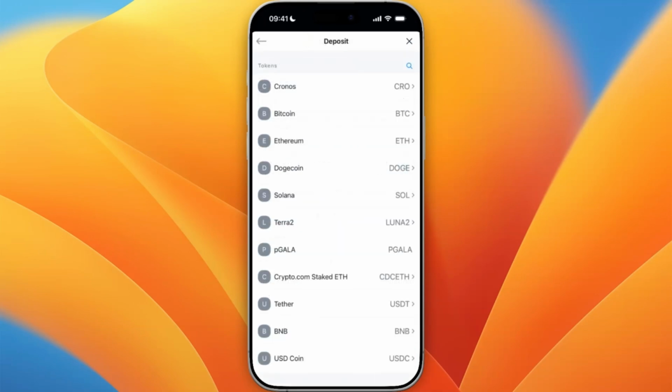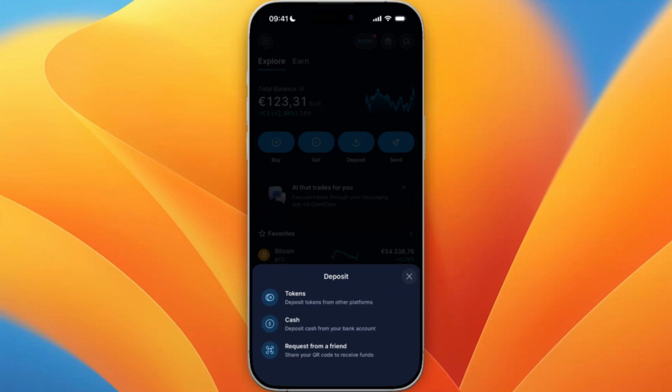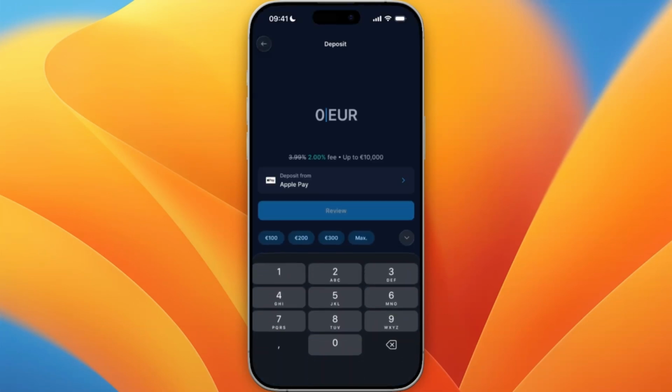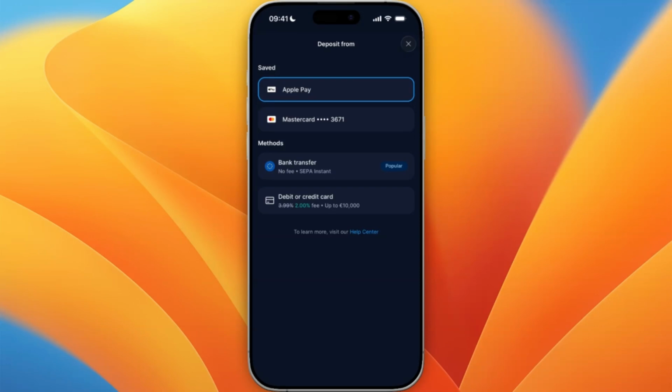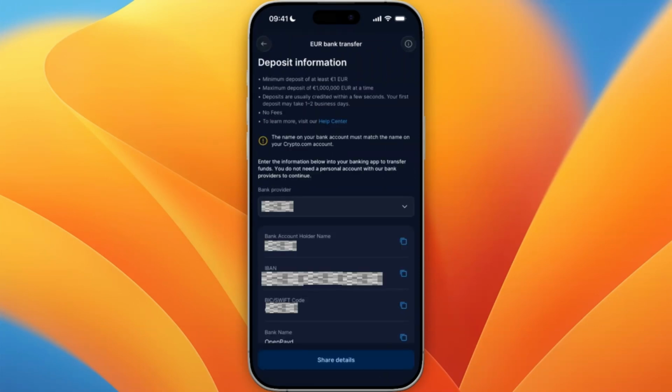For bank transfers, just go back here, and then instead of tokens, select cash, and then here choose which payment method you want to use, like a bank transfer, and then you will receive your deposit information, which you can use to make a deposit to your Crypto.com account, and it will then show up in your balance. So that's how to receive money on Crypto.com.